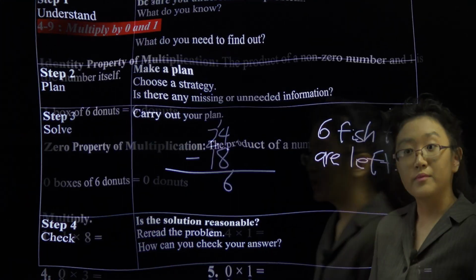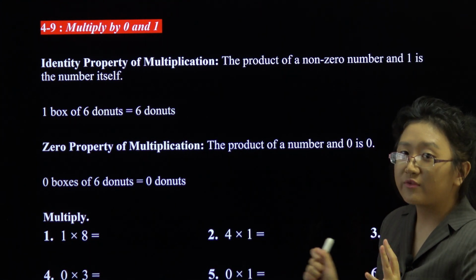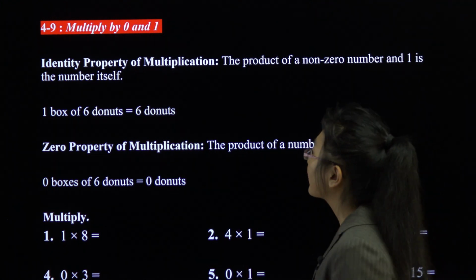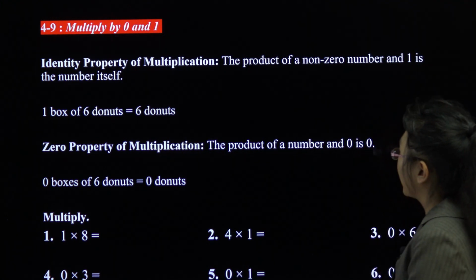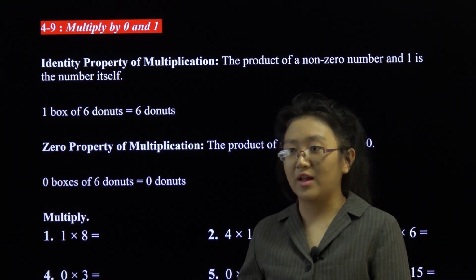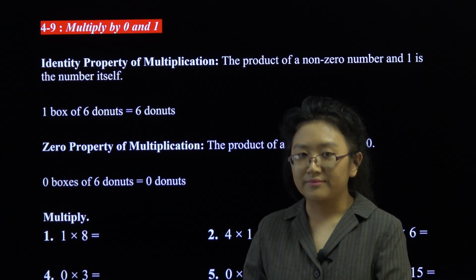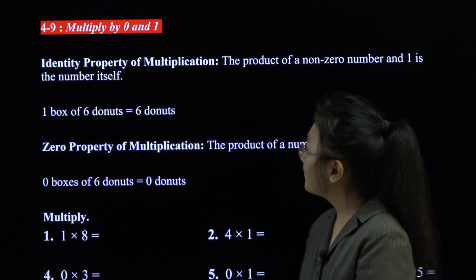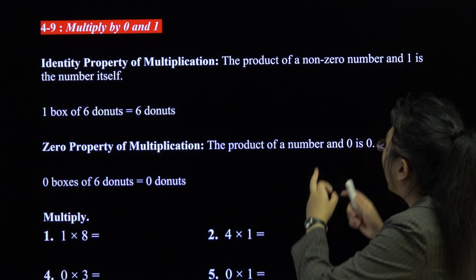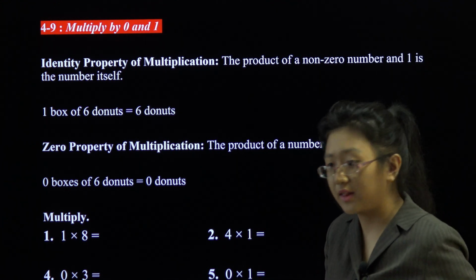Now we move on. Multiplication by 0 and 1. So there's 2 properties of multiplication. Well, there's more, but right now we're only talking about these 2. The identity property of multiplication. Remember the identity property of addition, it's anything plus 0 equals to that thing. Well, it's different in this one. The identity property of multiplication is the product of a non-zero number and 1 is the number itself.